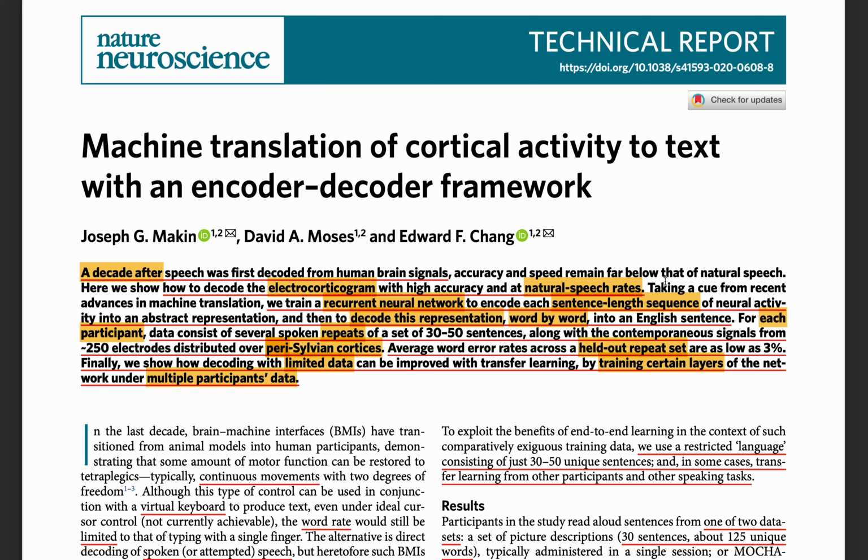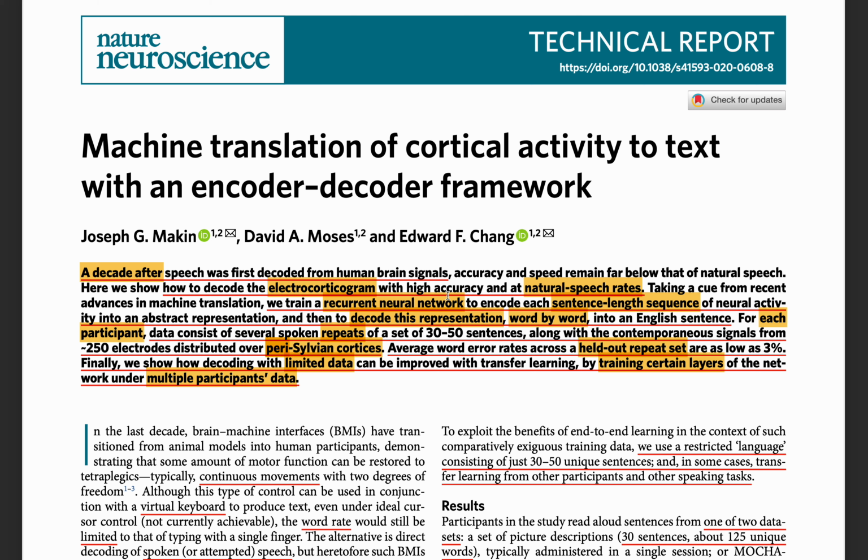In terms of technical aspects, this paper aims to use a form of recurrent neural network called BiLSTM, bidirectional long short-term memory network. There are two paths: there is an encoder and there is a decoder. The encoder, as the name suggests, takes some input and tries to encode it in a certain format. In this case, the input is a sentence-length sequence of neural activity.